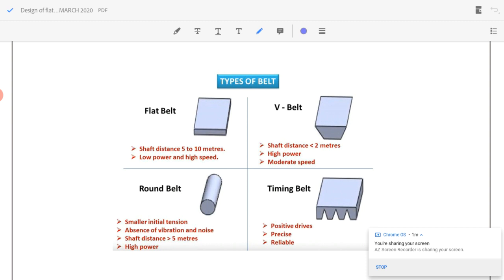Flat belt is generally used for transmitting power through 5 to 10 meters distance. If the distance is more than 10 meters, we use a round belt, and if it is less than 2 meters, we use a V belt. Now, the timing belt, which is commonly used in automobiles, has an advantage that it has 0% slip, or it is called a positive drive.